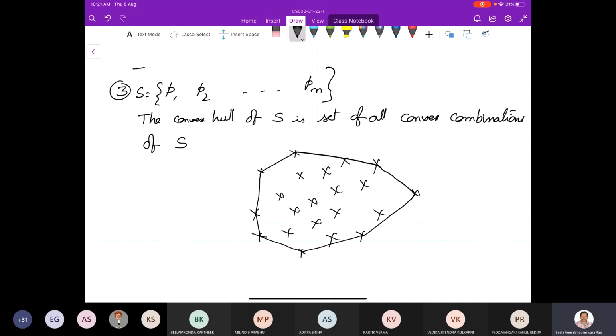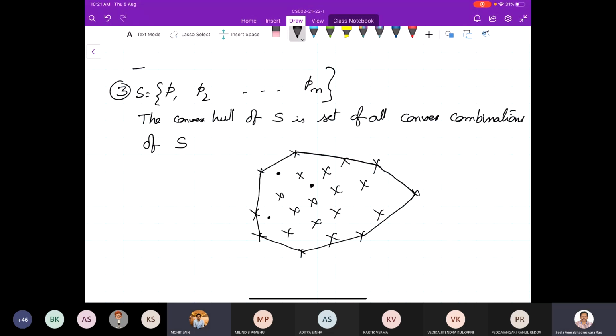So that is what definition 3 is saying. All the points which are inside are some convex combination of these points. So is this clear? Yes, sir.